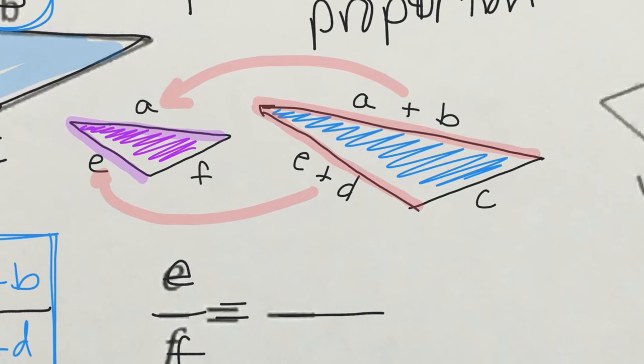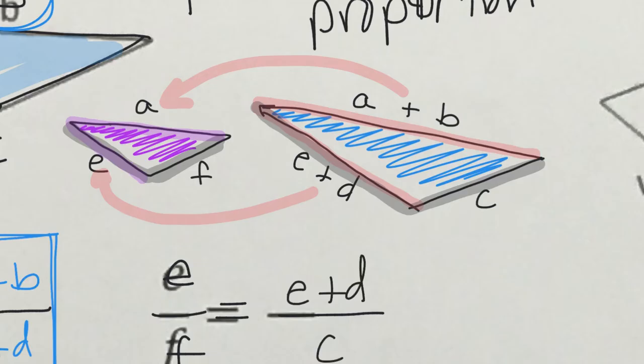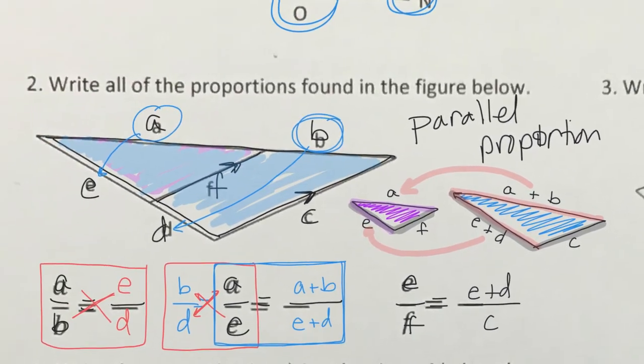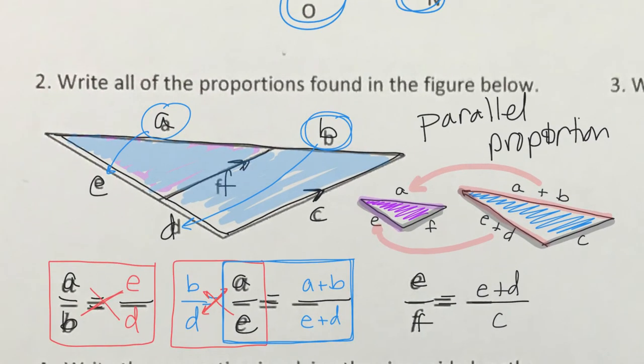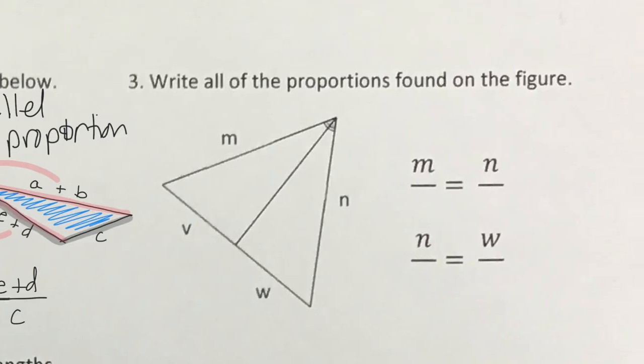But there's really only one answer for the last one. If I compare E over F, I have to compare the whole entire side. This side goes with E, and that side goes with F. So I have a sum of E plus D over C. Depending on what proportions you're given, you're going to have a couple of different ratios that you can write. So be careful to make sure that you are using the one that they are asking for in your problem. Okay, let's scoot over here to one that we can't see yet.